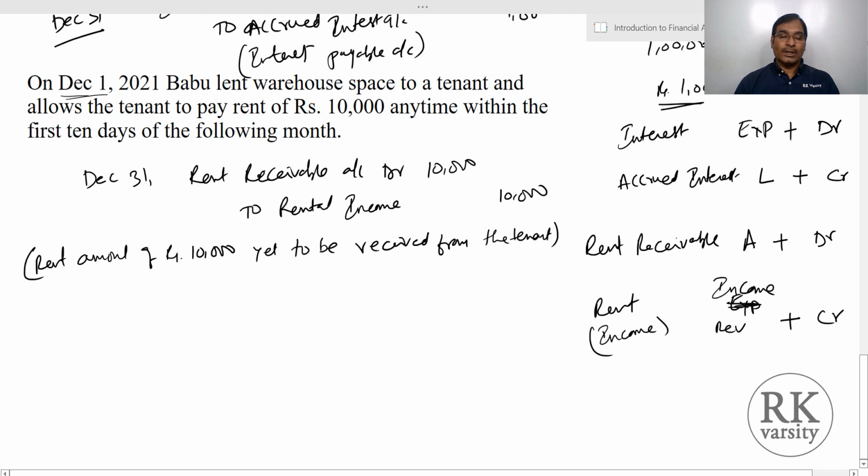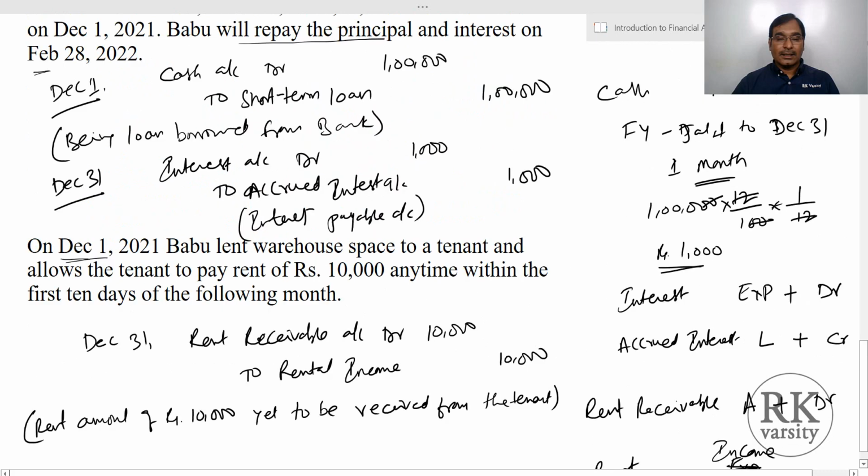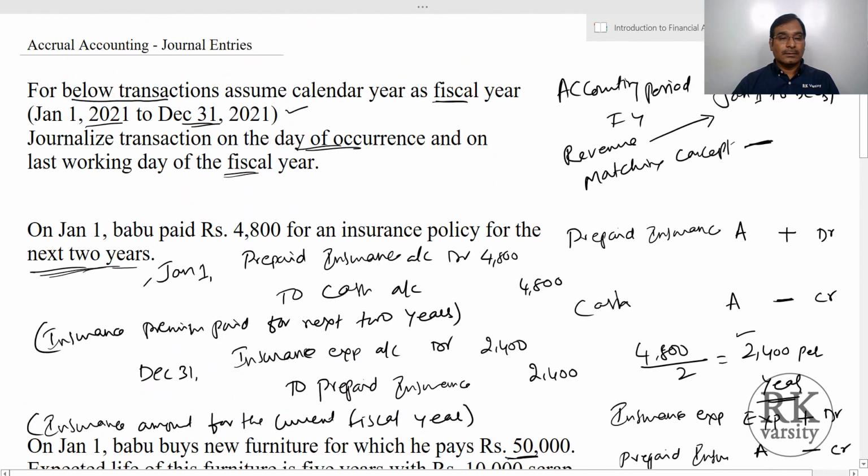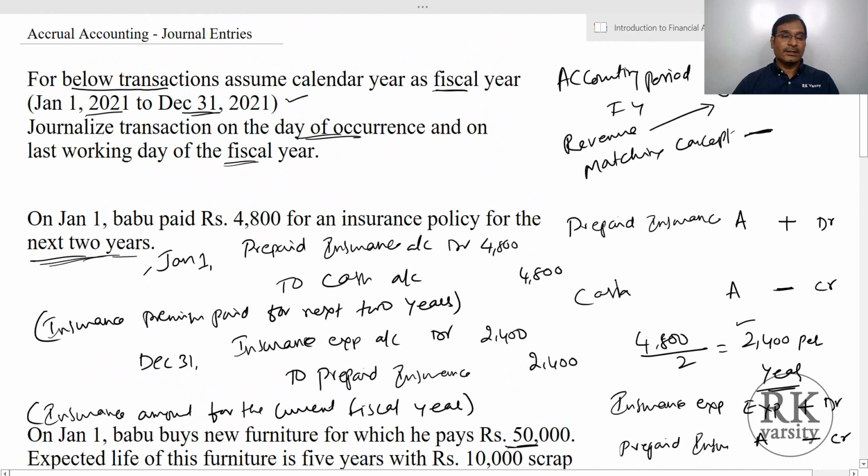Why we are writing this is because according to accrual, revenue needs to be recognized during that financial year only, whether we receive it or not. In this case, we have not received the cash, so that is the reason why we created an asset, that is a rent receivable. So this is how you have to write journal entries considering accrual accounting.